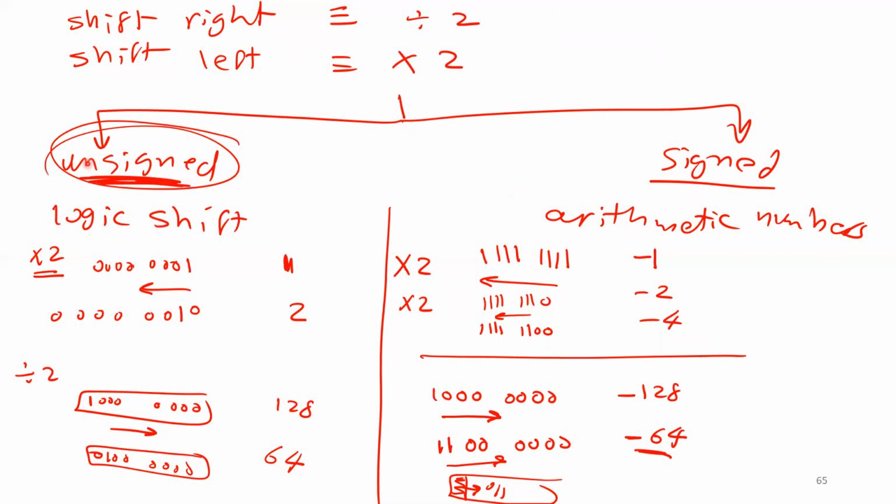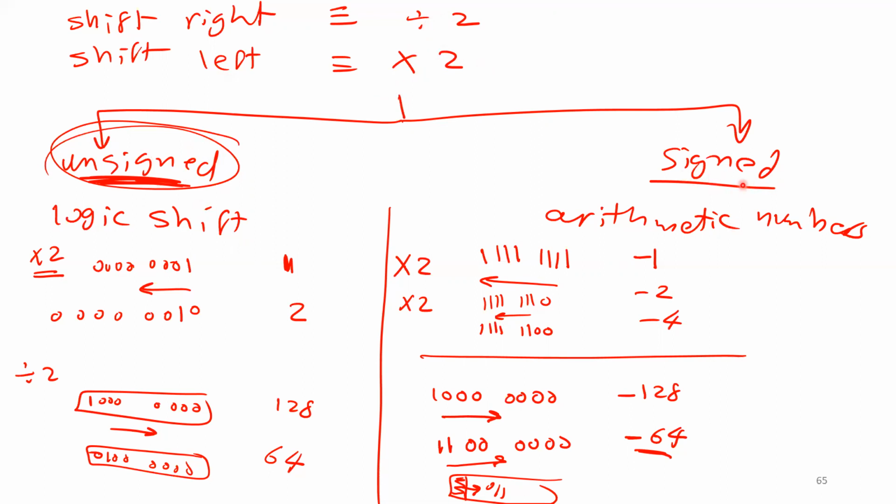If the number is unsigned and you want to divide by 2 or multiply by 2, you have to use logic operations, logic shift. So with logic shift you can multiply by 2 or divide by 2, because I don't have a sign to keep. So if this number is 128 and you shift it right, it's going to be 64 because you divide by 2. Okay, guys? Very easy. Again, shift right, divide by 2; shift left, multiply by 2. If your number is unsigned, use logic shift to multiply and divide, for both.